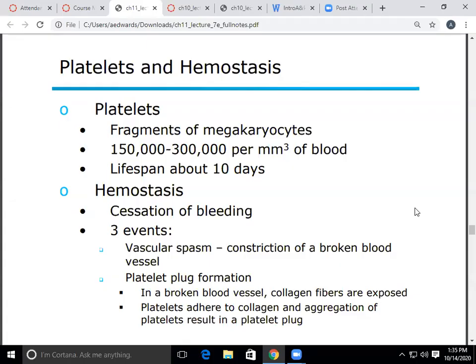All right, and that's going to conclude our presentation for today, and we'll pick up here at platelets and hemostasis in our next video.